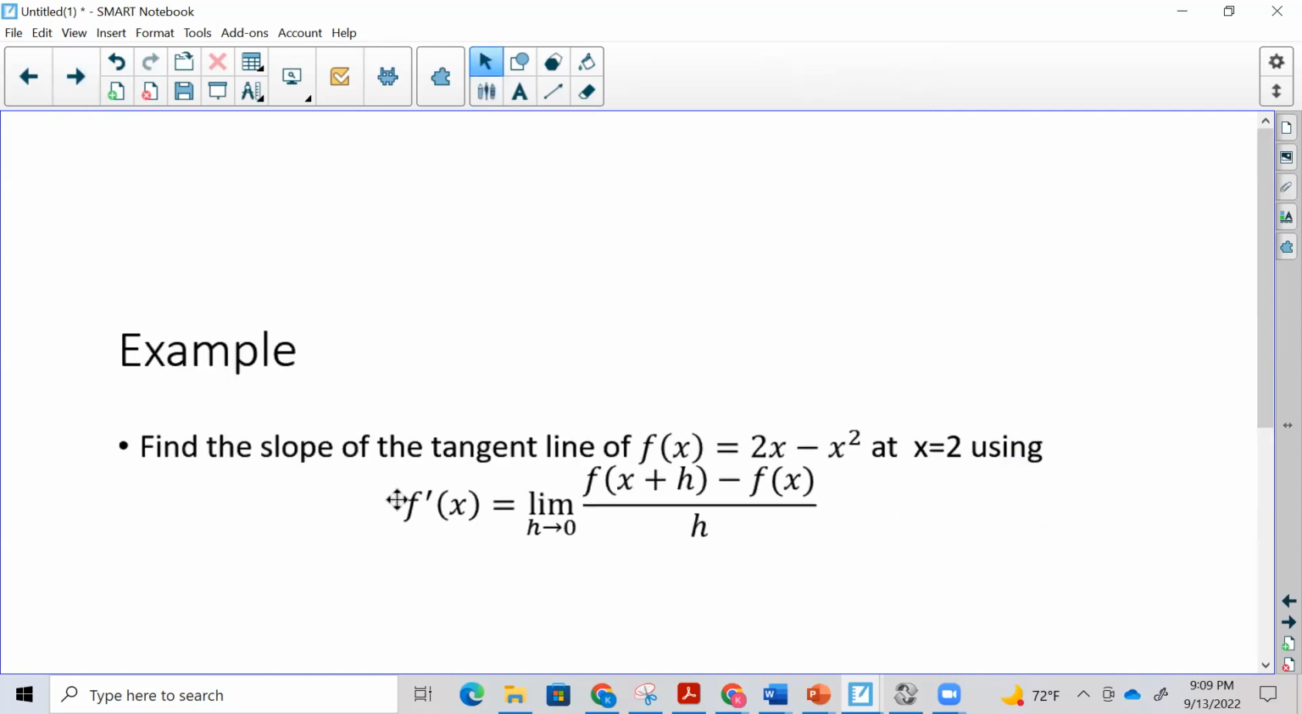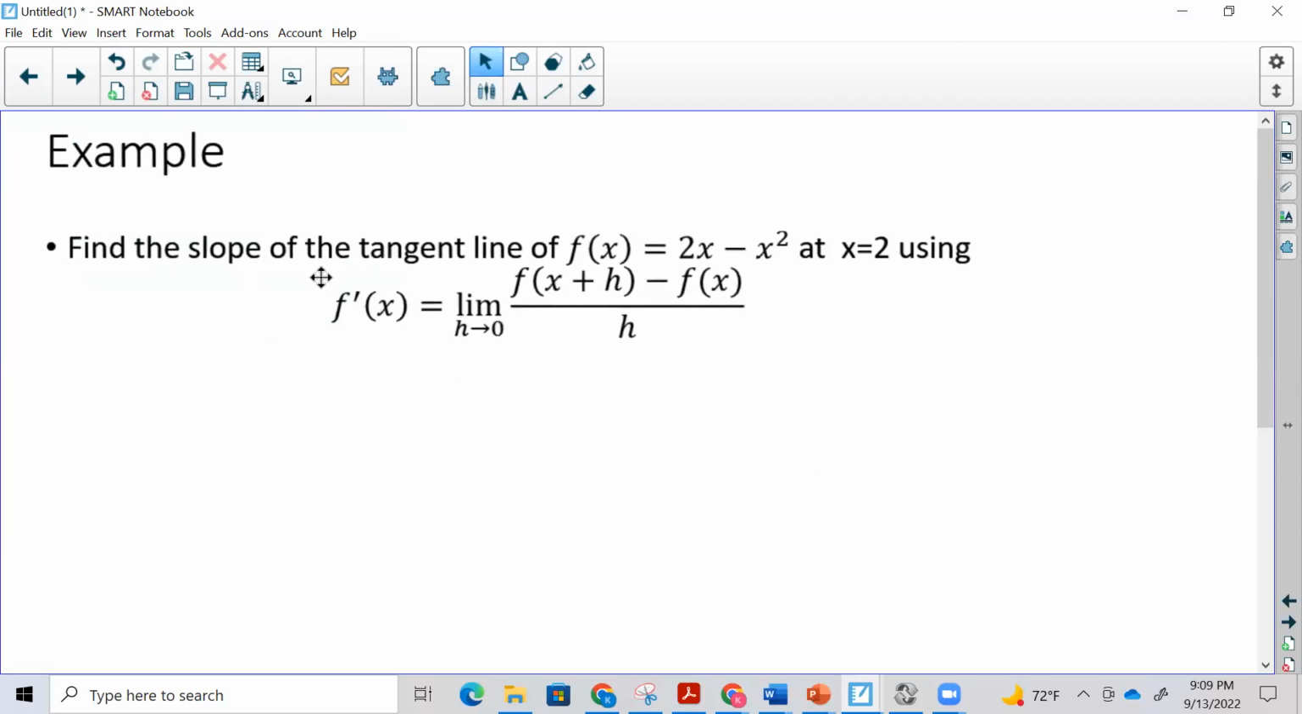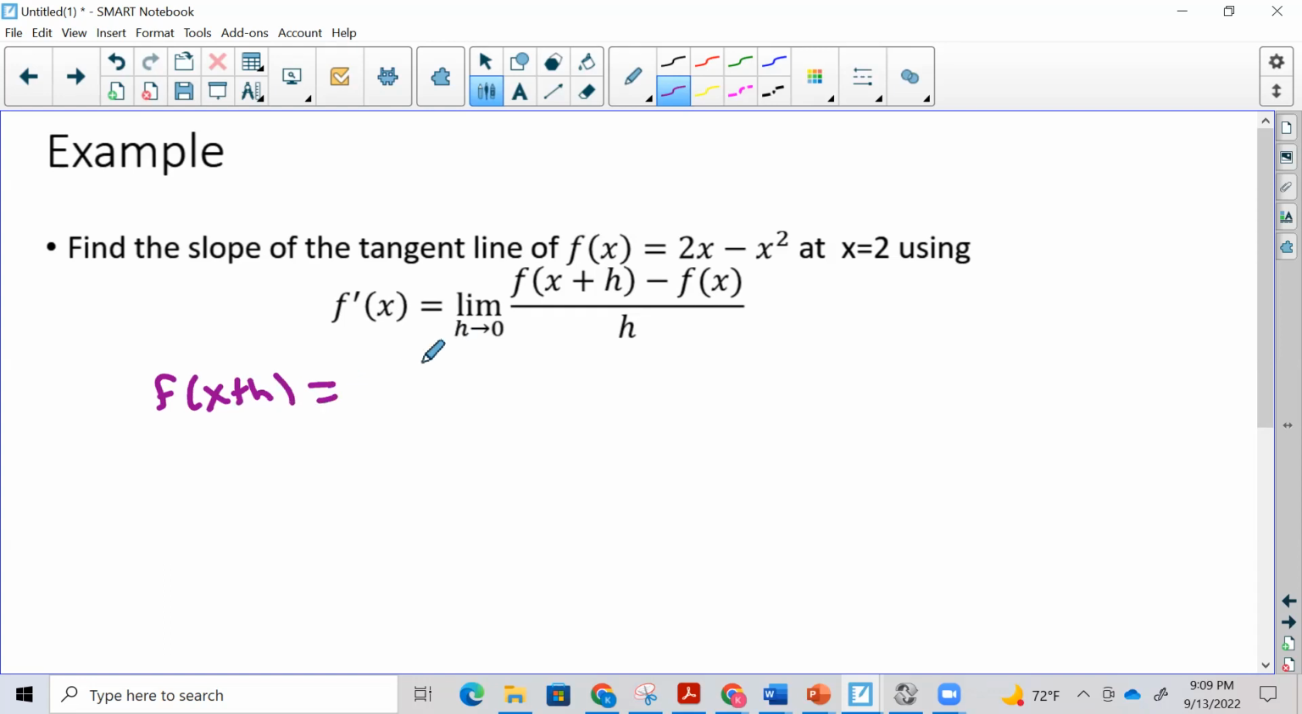For the example, we're going to find the slope of the tangent line of f of X equals 2x minus x squared at x equals 2. And we are going to use this definition. So let's find the parts first, and then we'll do the definition. We need to find f of X plus H, and you can do this right away in the formula, or you can do it on the side like I am, whichever one you're more comfortable with. So I have 2, and then I replace the X with X plus H. Make sure you have parentheses. And then I have X plus H, that quantity squared. Again, I need parentheses because the squared has to go to all of it.